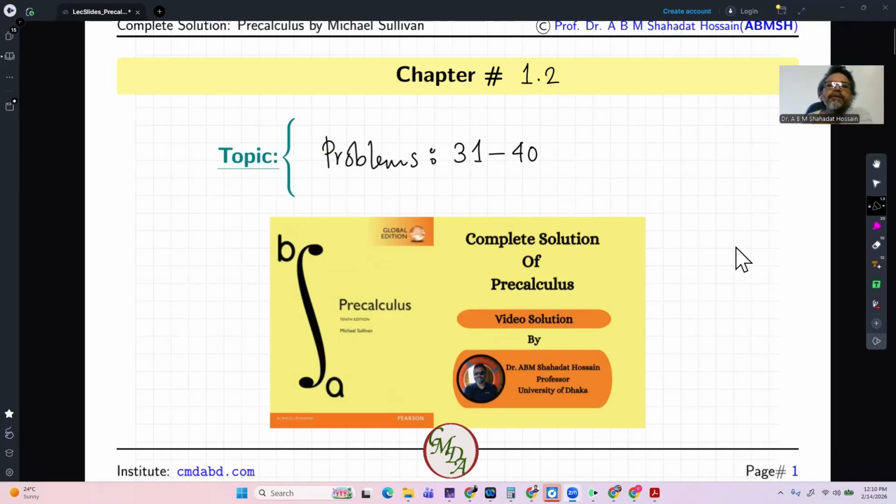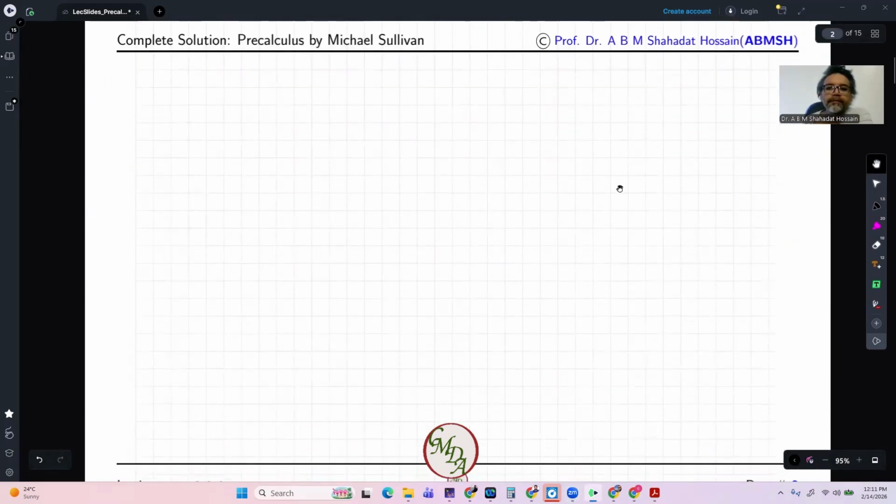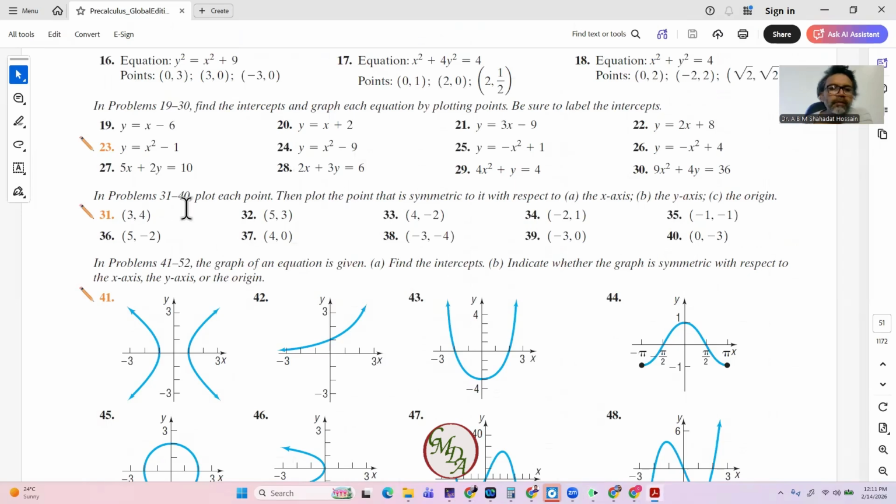This session's topic is problems 31 to 40, chapter 1.2. First we'll look at the questions. For questions 31 to 40: plot each point, then plot the point that is symmetric with respect to A, the x-axis, B, the y-axis, and C, the origin. A point is given in these problems and we need to plot another three points which are symmetric with respect to the x-axis, y-axis, and origin in the three categories A, B, C.